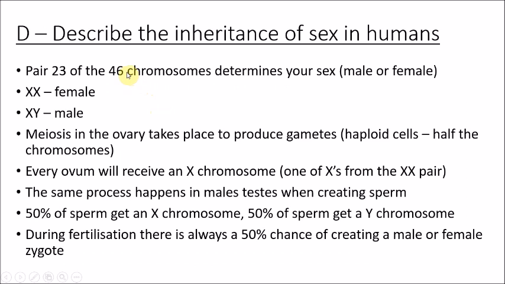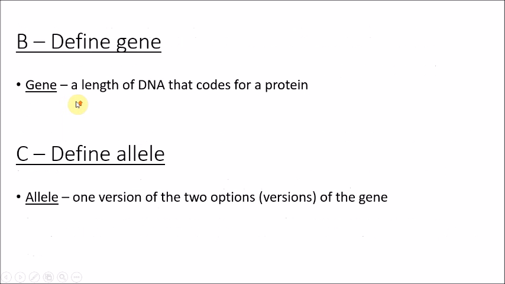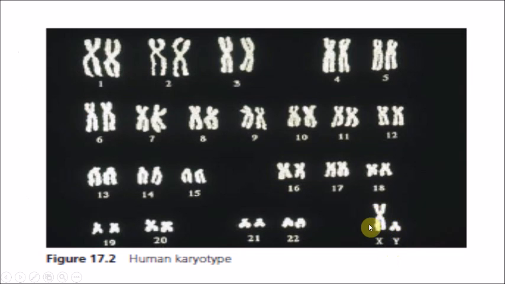Okay, objective D is to describe the inheritance of sex in humans. So are you going to be male or are you going to be female? Now, it's pair 23, so 21, 22, 23. This is the pair that determines sex, whether you're male or female.